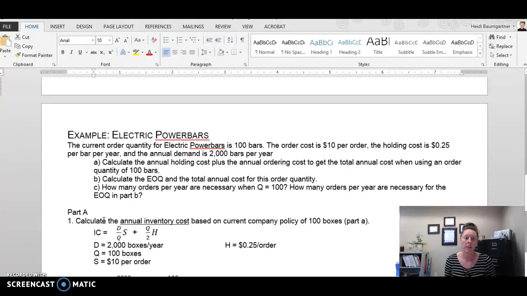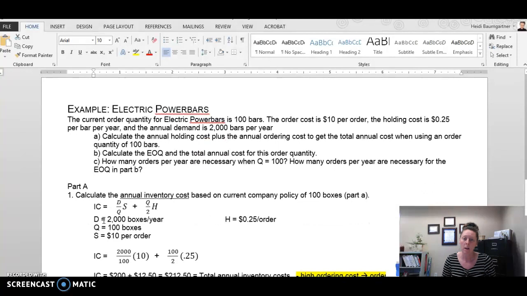Moving on to another example, the current order quantity for electric power bars is 100 bars. The order cost is $10 per order. The holding cost is 25 cents per bar per year. Annual demand is 2,000 bars per year. Part A, we want to calculate the annual holding cost plus the annual ordering cost to get the total annual costs when using an order quantity of 100 bars.